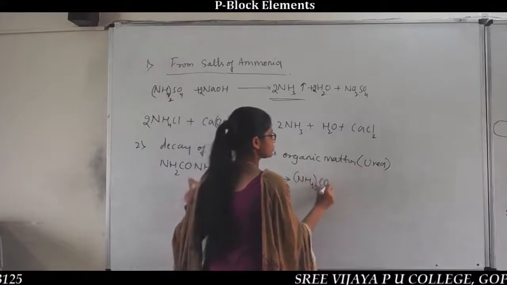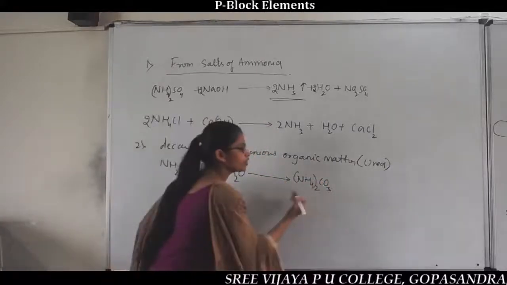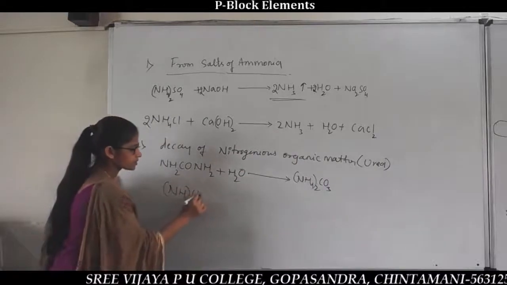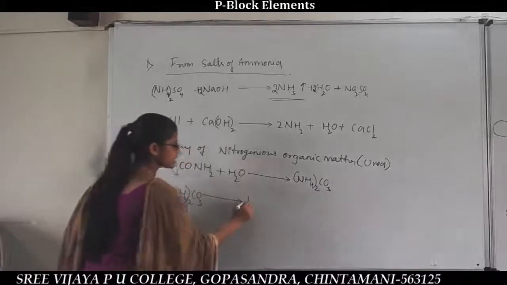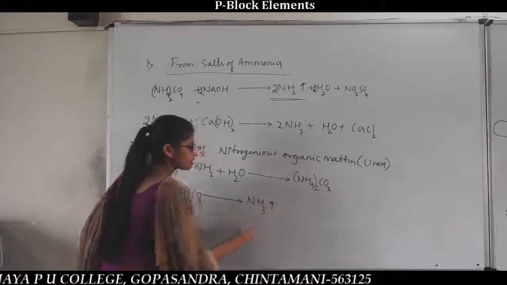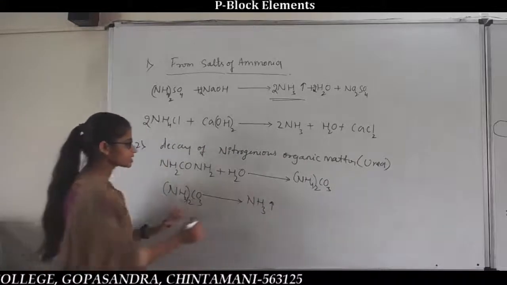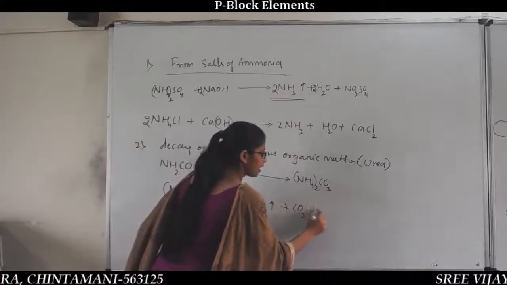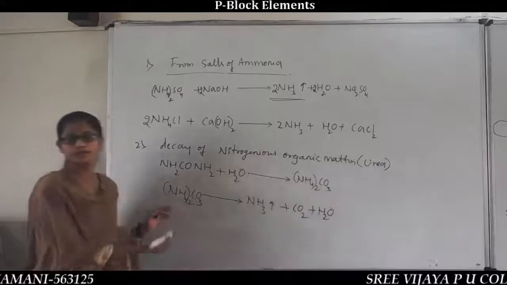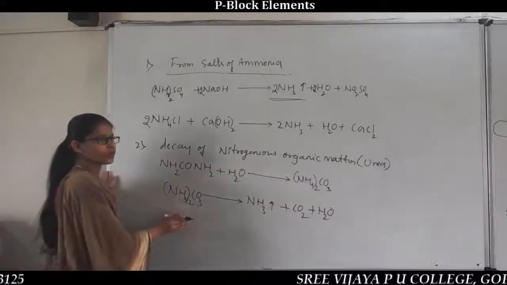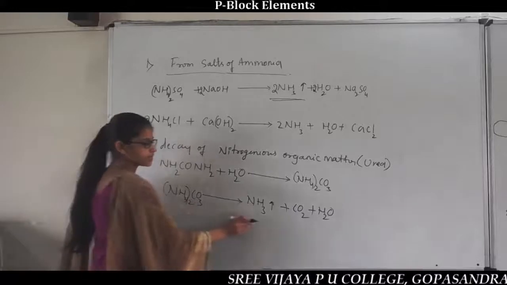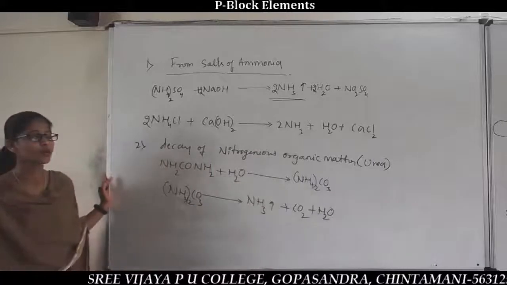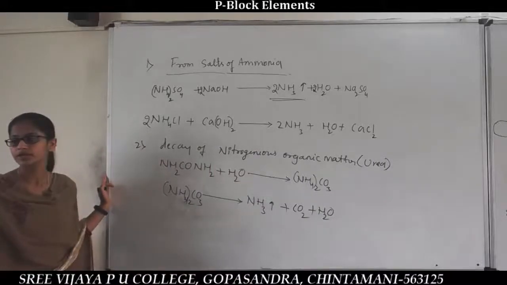(NH4)2CO3. In the next step, the ammonium carbonate undergoes decay. It gives rise to ammonia gas, the desired product, with the elimination of carbon dioxide and the water molecule also eliminated from this reaction. Ammonium carbonate undergoes the decay process and gives ammonia in the gaseous state, with elimination of carbon dioxide and water. This is also one method for the preparation of ammonia.